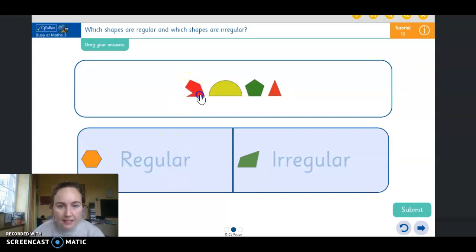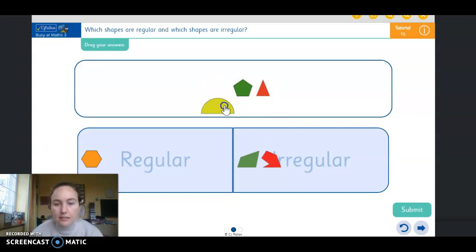This also is a hexagon because it has 6 sides, but its sides are definitely not equal, and its angles are not equal, and it's not symmetrical, so it's going in the irregular. A semicircle, circles and semicircles are all irregular because they have curved sides, and regular shapes need straight sides. This is a pentagon. It has 5 sides, and its 5 sides are equal, and its angles are equal, and it is symmetrical, and it's all straight sides, so into the regular. And this triangle is not a regular shape because its sides are not all equal.